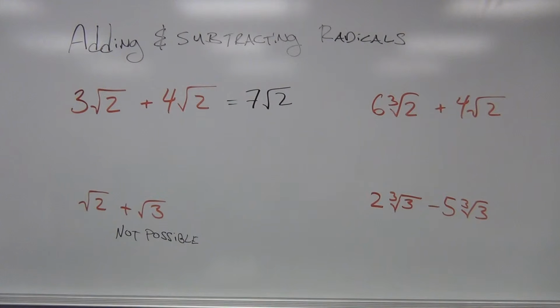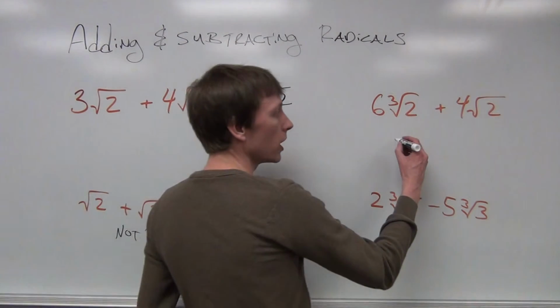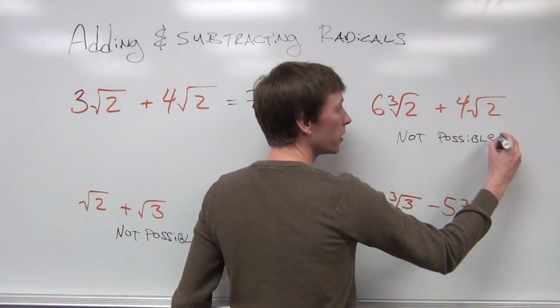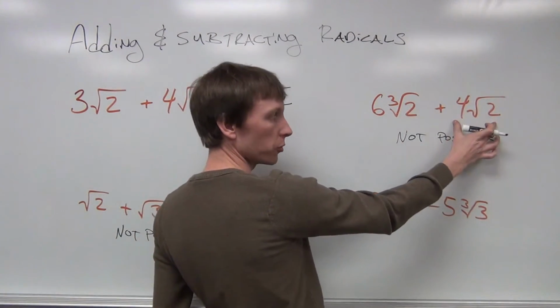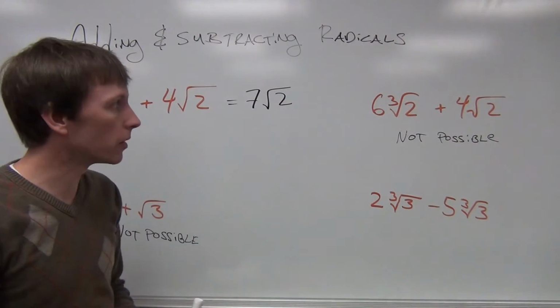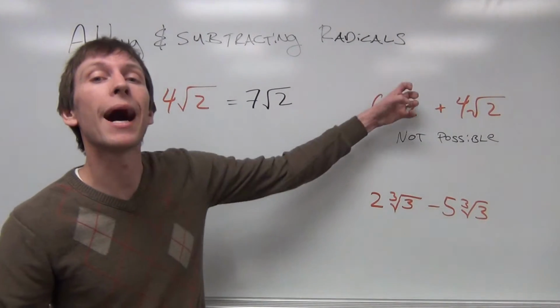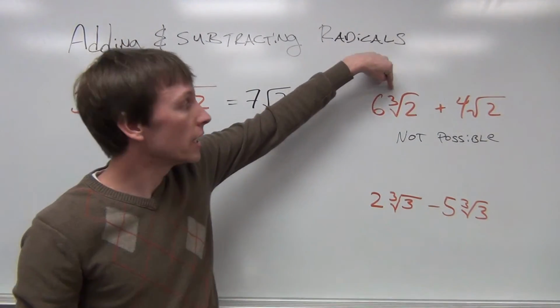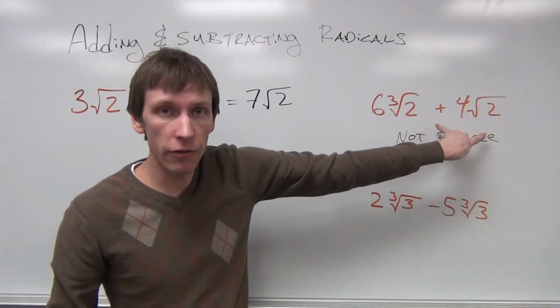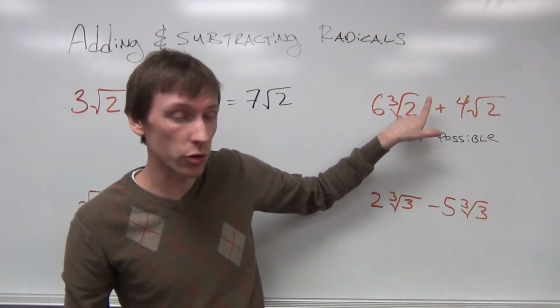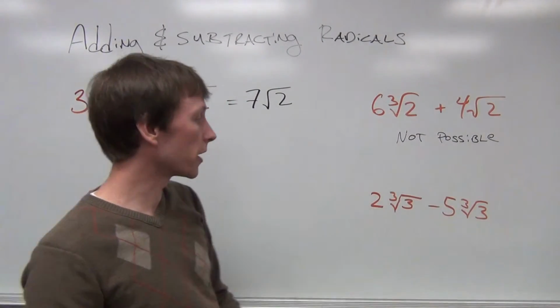Over on the right side, we have 6 cube roots of 2 plus 4 square roots of 2. This is also not possible to add, all right, or to simplify. We can find a decimal approximation of this, a decimal approximation of that, and we can find a decimal approximation of that sum, but it's not possible to combine these because this is a cube root and this is a square root. Yes, they're of the same number, but this is a cube root of 2 and that's a square root of 2. These have different values, so we're not going to be able to simplify that.